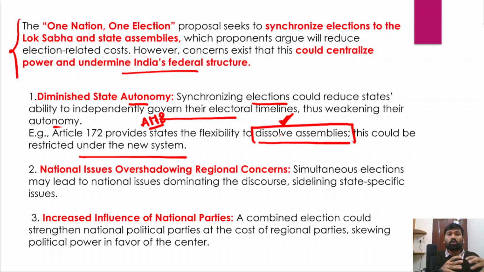And apart from that, it is also said that there is increased influence of national political parties instead of the state political parties. In fact, if you look at some states such as West Bengal, where the Trinamool Congress is dominant, in Tamil Nadu, the DMK is dominant, and in Andhra Pradesh, there are also two regional parties. So it is said that states where regional parties are dominant have been opposing simultaneous elections because it could increase the influence of national political parties and diminish the influence of state political parties, and that is one key concern here, right? So combined elections or simultaneous elections could significantly strengthen national political parties at the cost of regional parties, and thereby skew power in favor of the center.